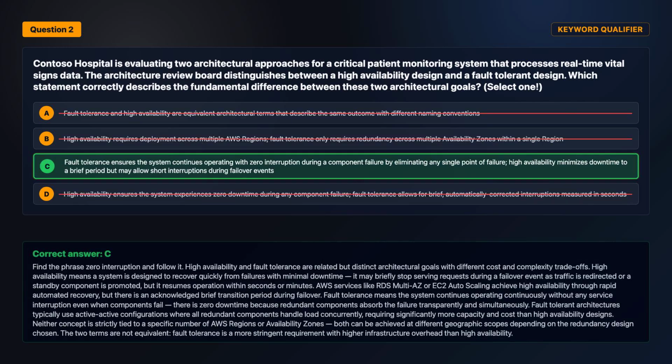The correct answer is option C. Find the phrase zero interruption and follow it. High availability and fault tolerance are related but distinct architectural goals with different cost and complexity trade-offs. High availability means a system is designed to recover quickly from failures with minimal downtime. It may briefly stop serving requests during a failover event as traffic is redirected, or a standby component is promoted, but it resumes operation within seconds or minutes.